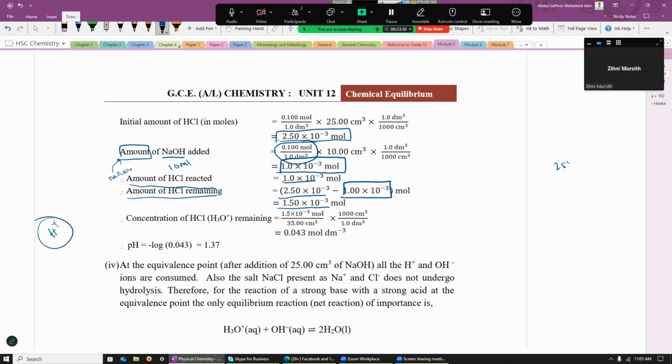Why? Because we need the H plus concentration, right? But why do we need to find out the new concentration? If you have added 10 milliliter of NaOH, the volume of the solution has increased, right? So that has become 35 now. So 1.5 into 10 power minus 3 mole of HCl we have, but it is in 35 milliliter. So what is the concentration of HCl now?